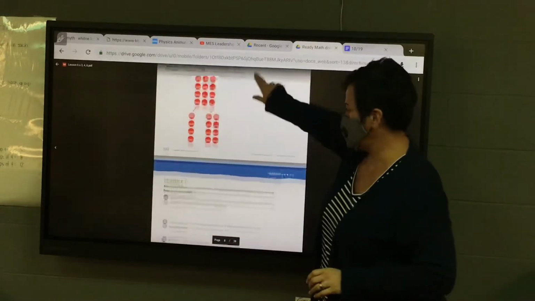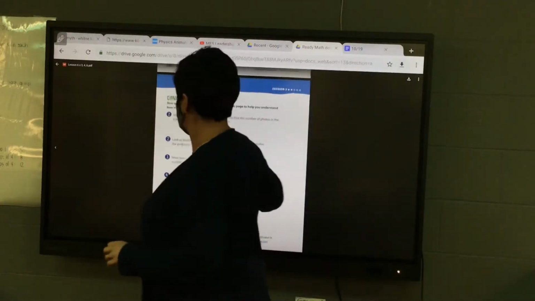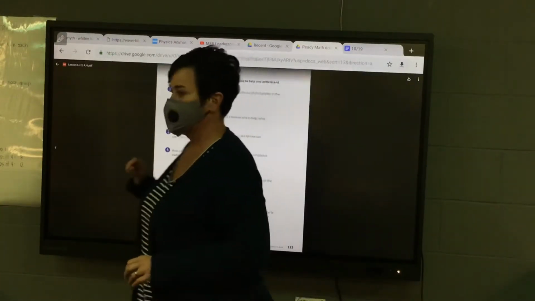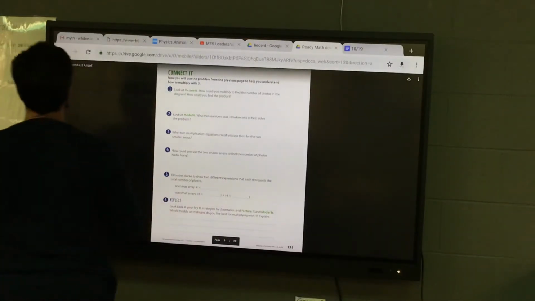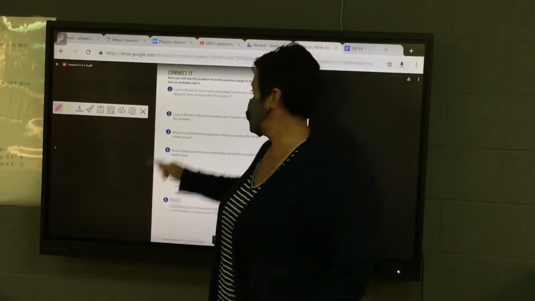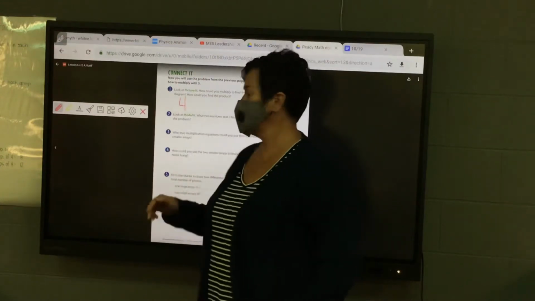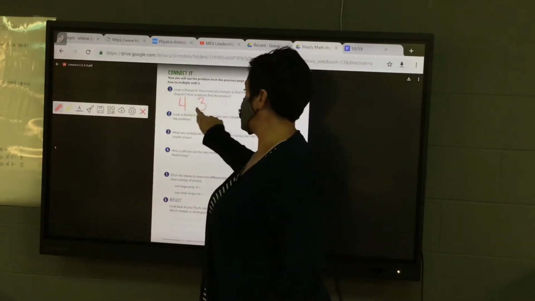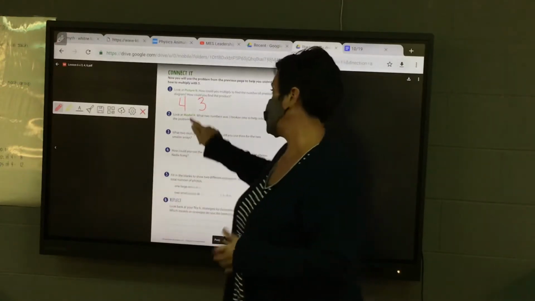How could we use those numbers to write a multiplication equation? What would that look like for here? Raylan? 3 times 4. Oh, what did we say first? 4. How many rows? 4. How many in each row? What are we doing with those 2 numbers? We're multiplying them.